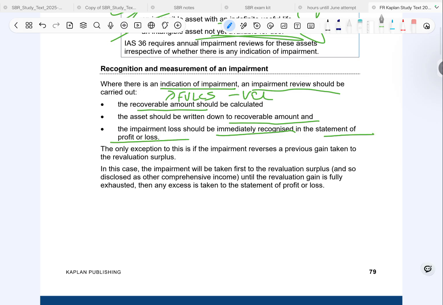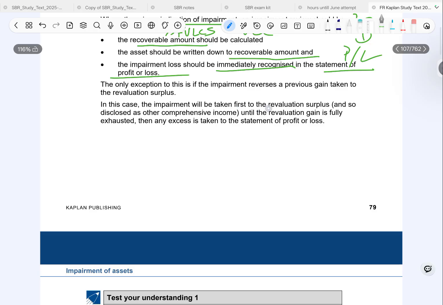So the method is very simple. You find out the recoverable amount. Let's say the recoverable amount is 80 for an asset that is recognized at 100 in the financial statement. So your 20 rupees loss will be recognized in the P&L. In the case of a revalued asset, the impairment will be taken first against the revaluation surplus, disclosed in other comprehensive income, until the revaluation gain is fully exhausted. Then any excess is taken to the statement of profit or loss.